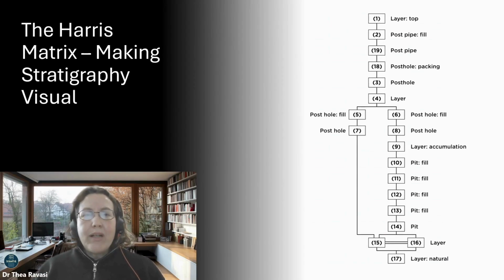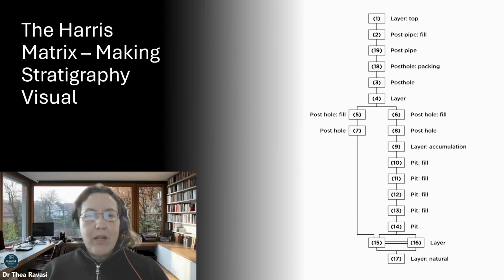To help organize complex stratigraphy, archaeologists use the Harris matrix. It's a diagram that maps out the relationships between contexts, what cuts what, what fills what, and what came next. The Harris matrix lets us reconstruct the sequence of events, even in multi-phase or heavily disturbed sites.